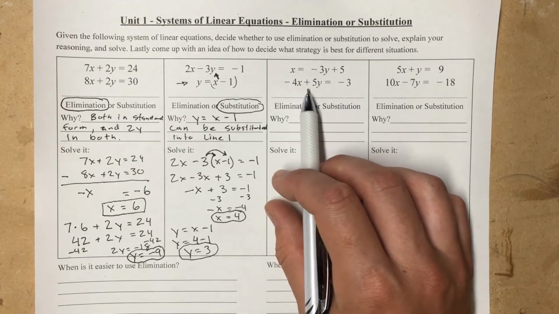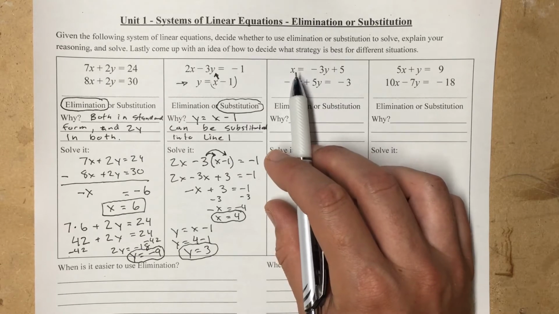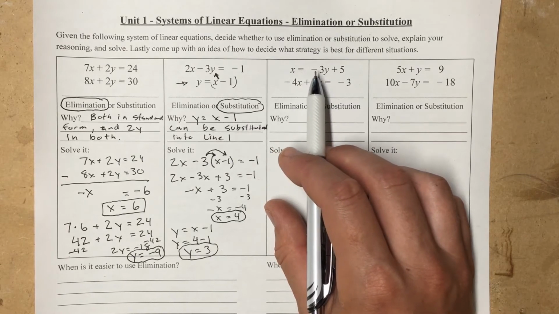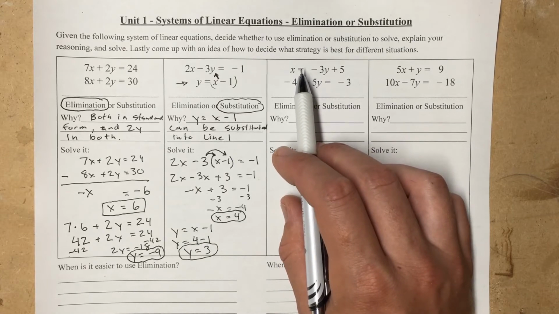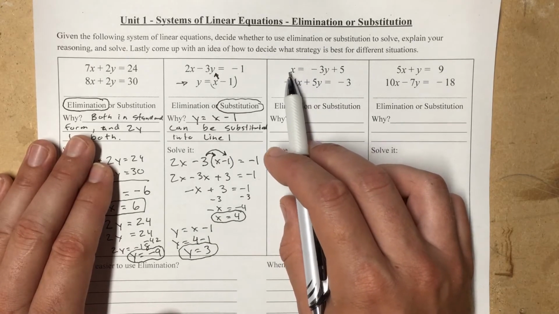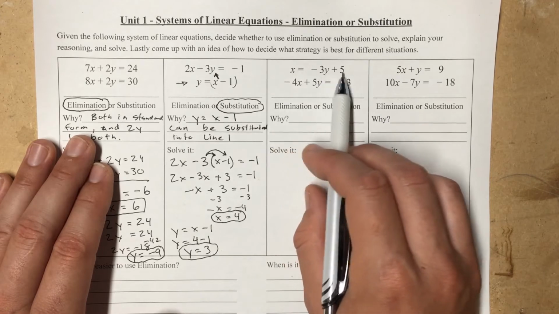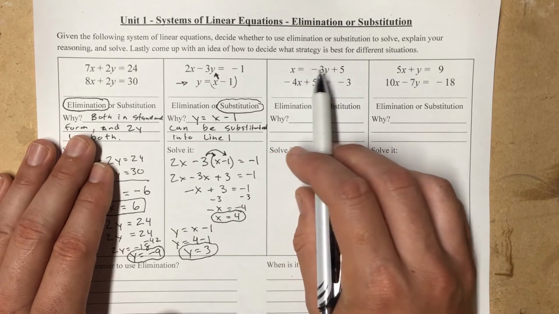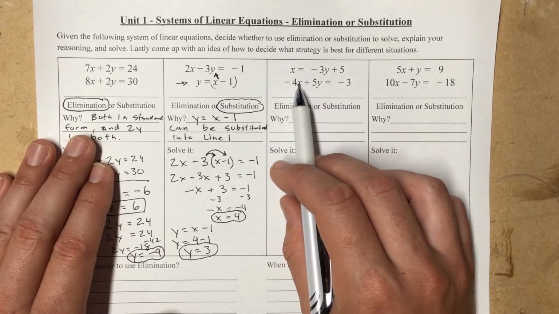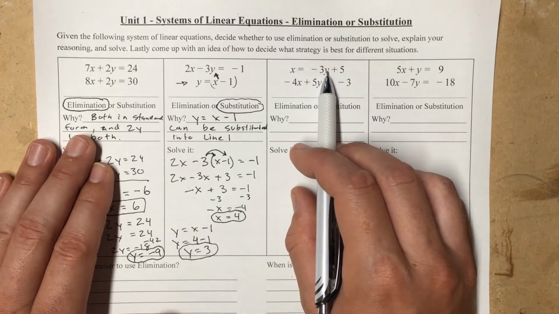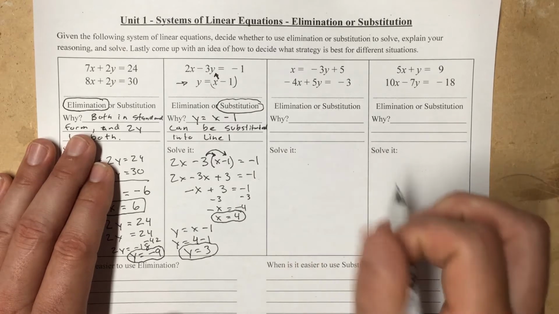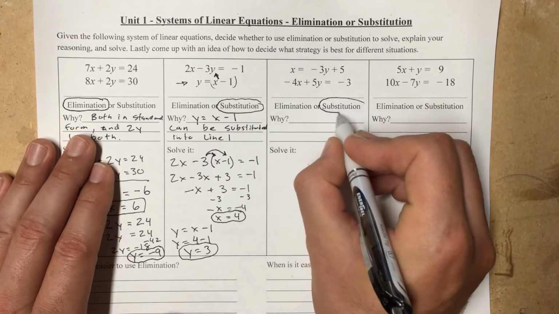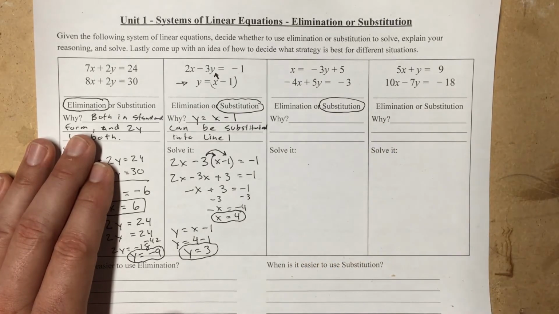This is in standard form, right? We have ax plus by equals c, but this is not in standard form. This is x equals negative 3y plus 5. This is more of a substitution method because I know what x is. X is equal to this equation right here. So I can plug this in for my x down here. I can substitute this line here into this line here. So another good example of substitution.